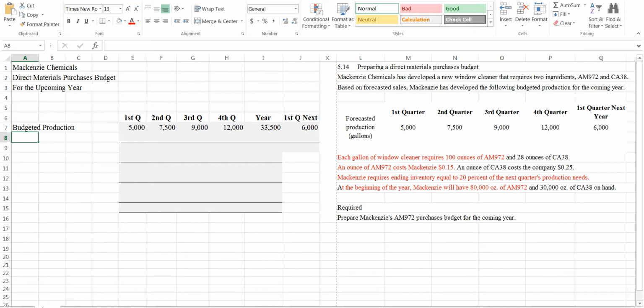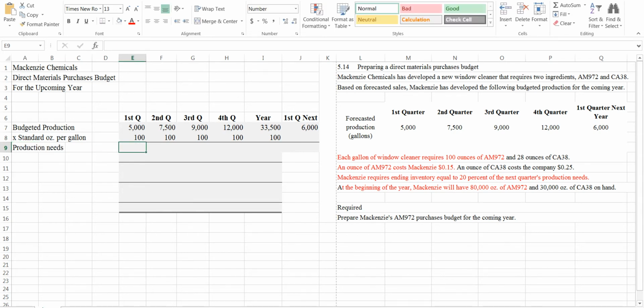All right, so now we need to convert the production, and this is finished product of gallons, into production needs, which is going to be how many ounces we use per gallon. So we're going to multiply this by standard number of ounces per gallon. Okay, so it tells us that every gallon of window cleaner requires 100 ounces. All right, so we want 100 all the way across here, and this is going to give us our production needs.